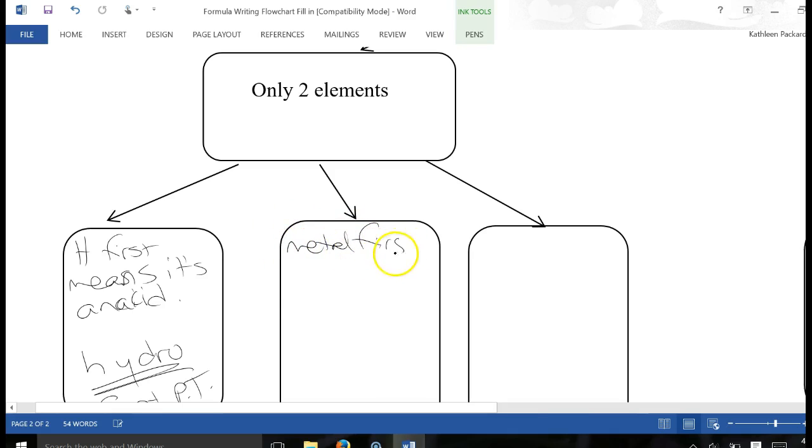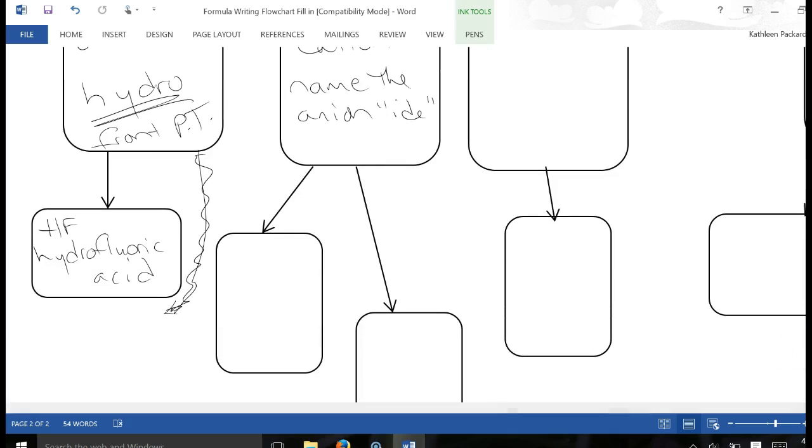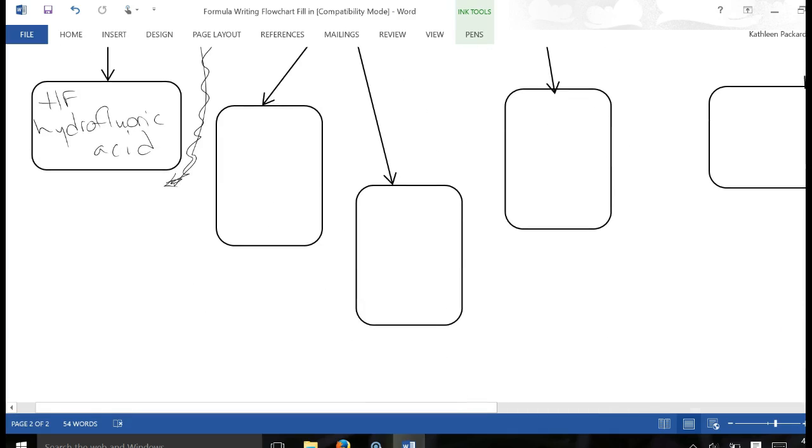Remember our staircase that divides them? If it's a metal, you want to name the cation, that's the thing that's written first, and then you want to name the anion, but you want to use IDE at the end. So there's 2 different examples of this because sometimes we have Roman numerals for these guys. If I had NaCl, I see a metal, I call it sodium. I see an anion, chlor, IDE.